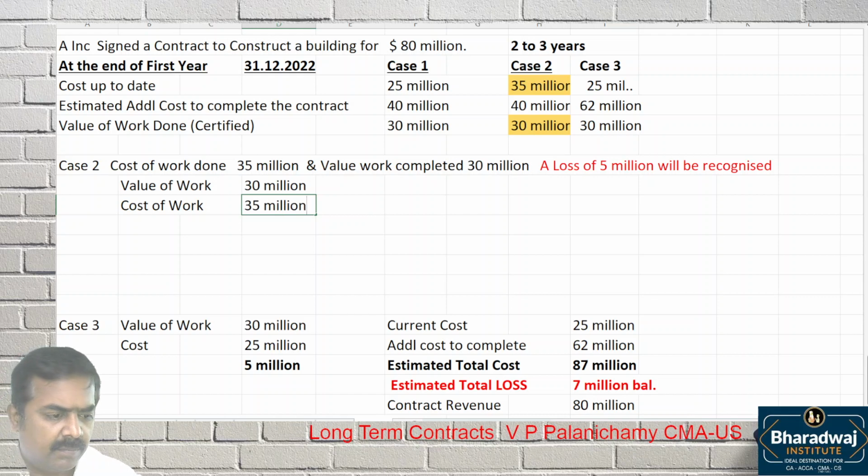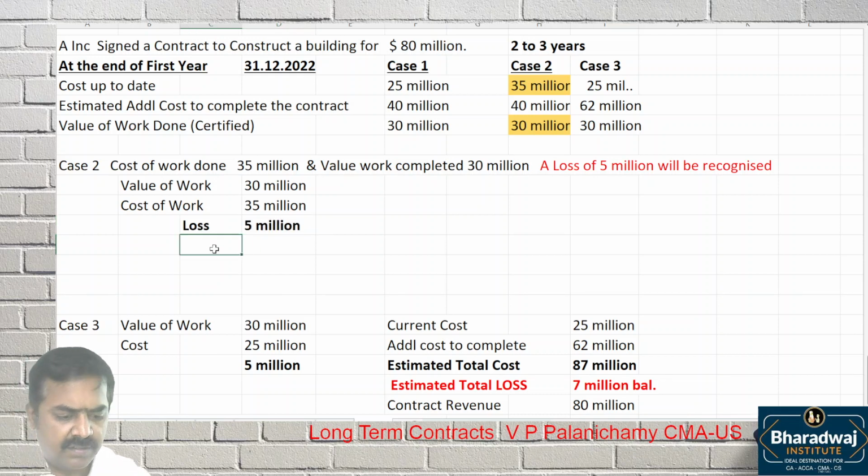35 million. What is the loss? 5 million now itself. I said you charge it in which account? Recognize in income statement.